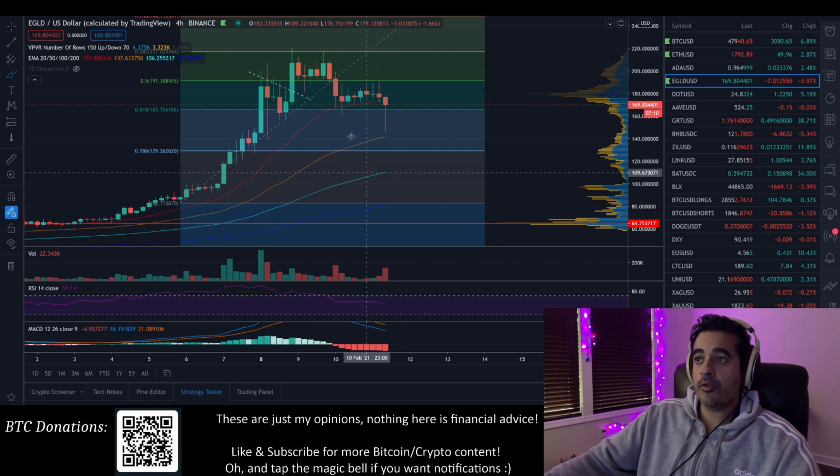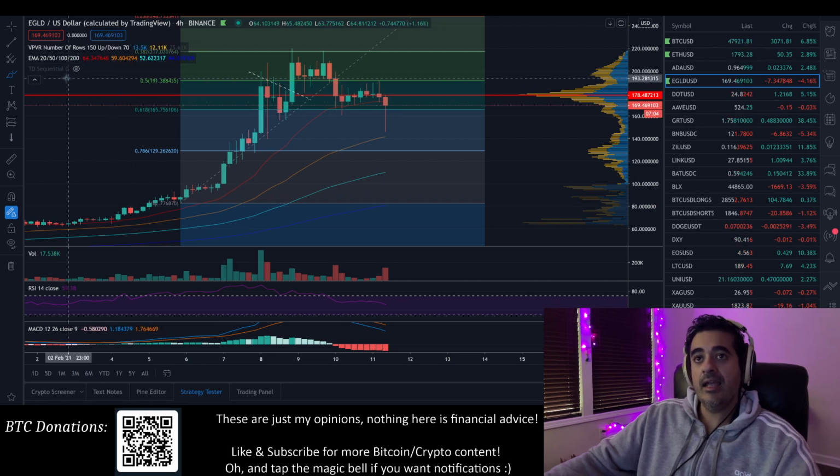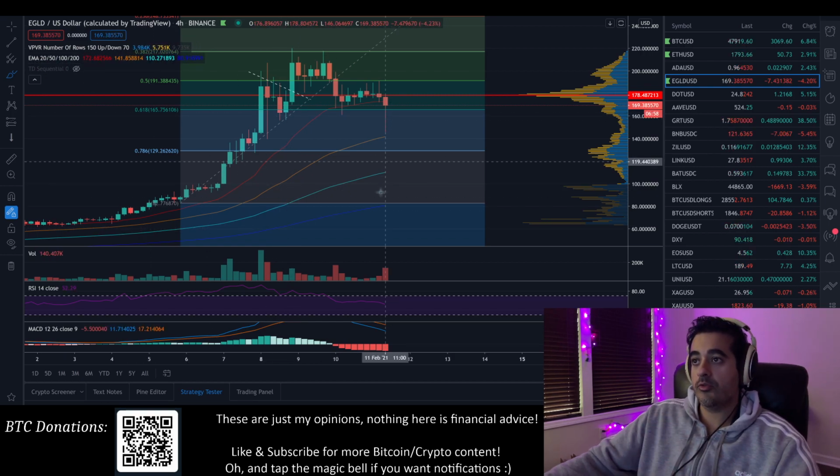I think on the 4 hour, the moving averages have been really accurate. So if you're in TradingView, you can just do a search on indicators for EMA and look at the EMA moving average, the one that has the 20, 50, 100, and 200 exponential moving averages.